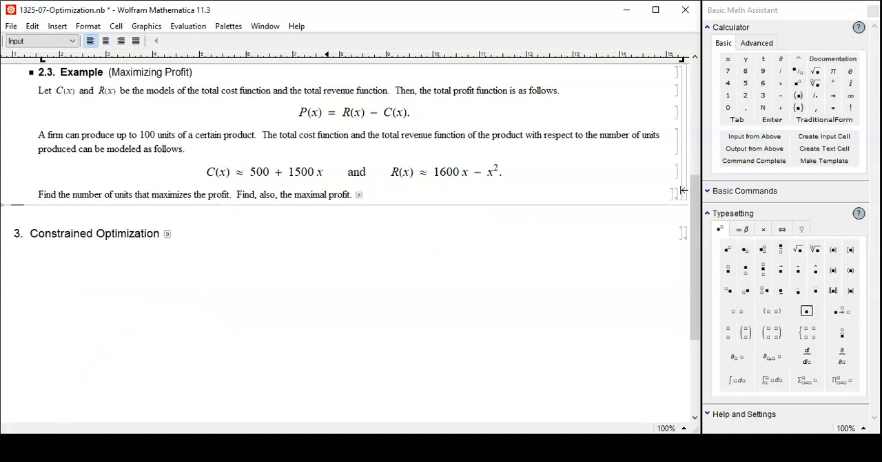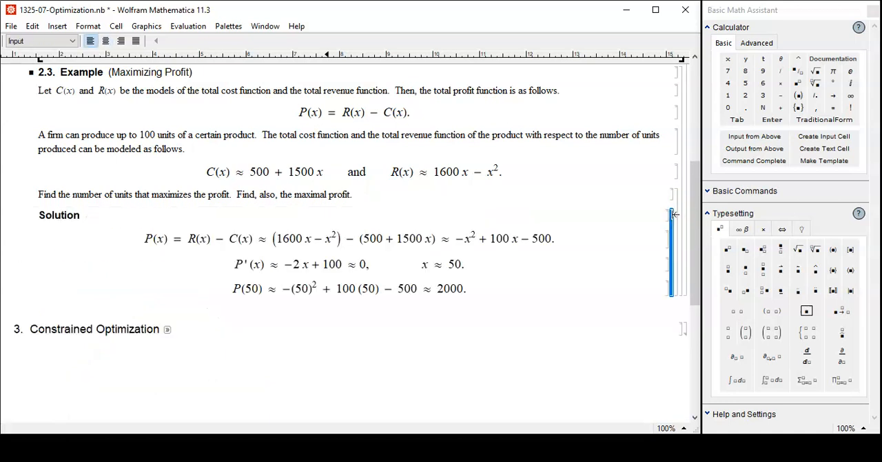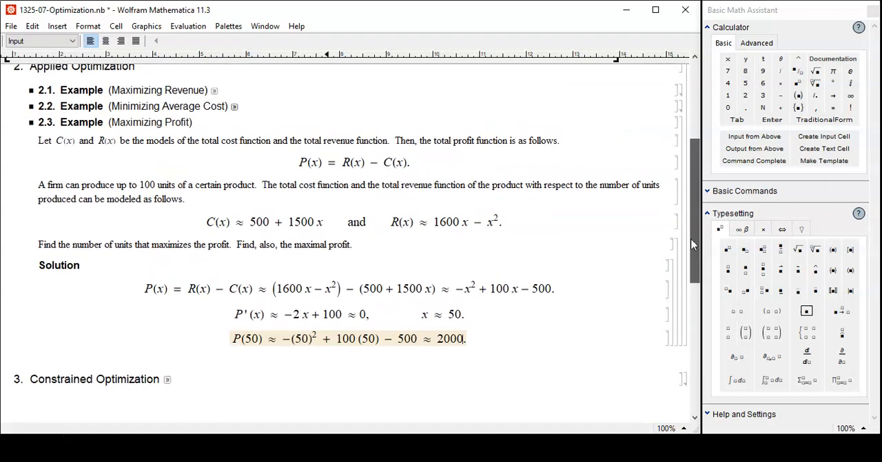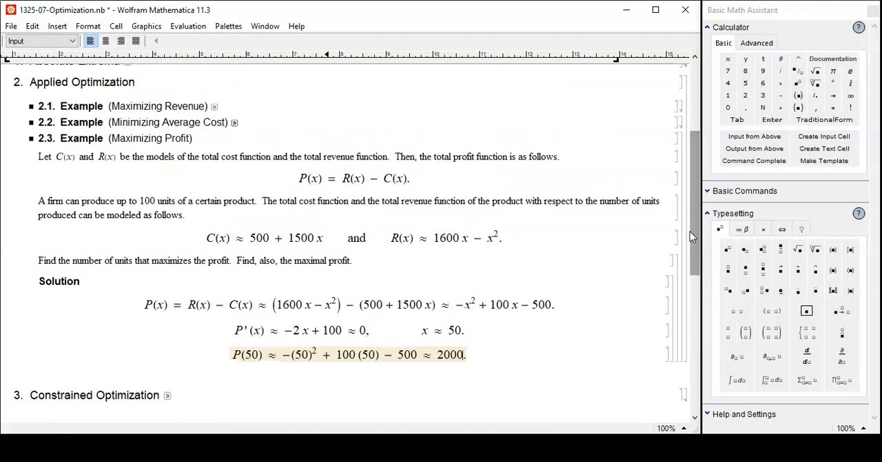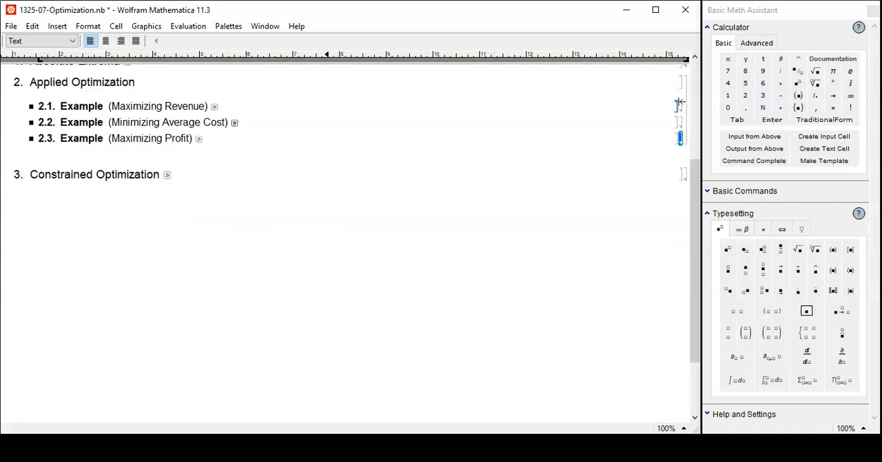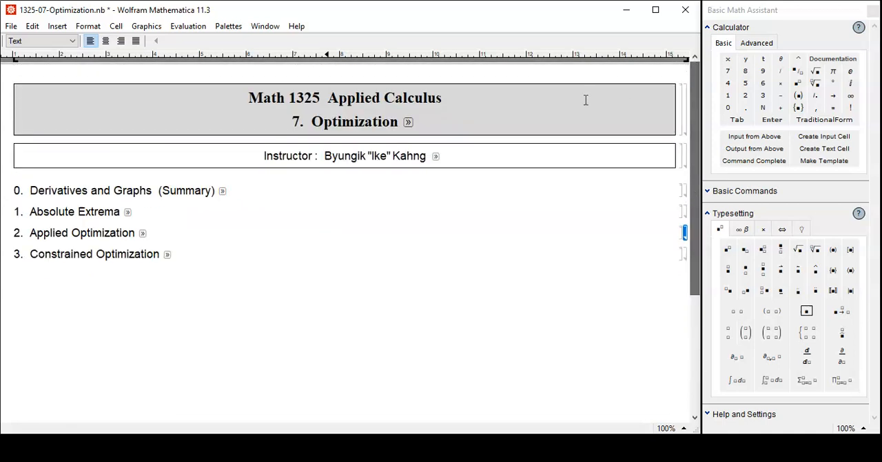Let's see. What do I have here in the answer key? Yes, the same computation. Oh yeah, by the way, P of 50, that's the maximal profit. Plug in x equals 50 and do your computation, and 2000. That's going to be the maximal profit. All right, we went through some applied optimization, and they all happen to be business examples, but of course I could have figured out other kinds of problems too. Given a function, take the derivative, set it equal to 0, that's basically it.